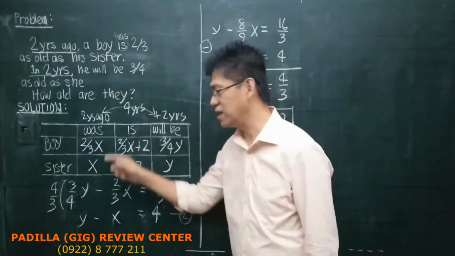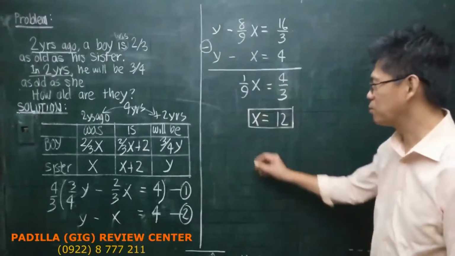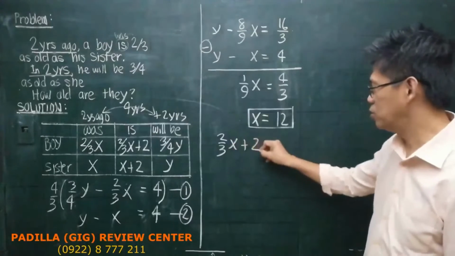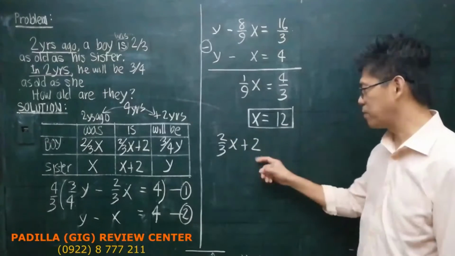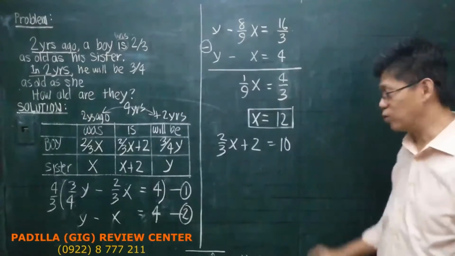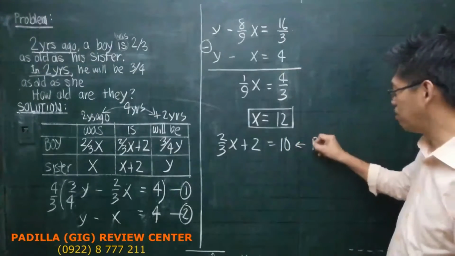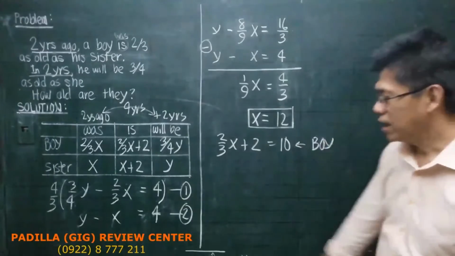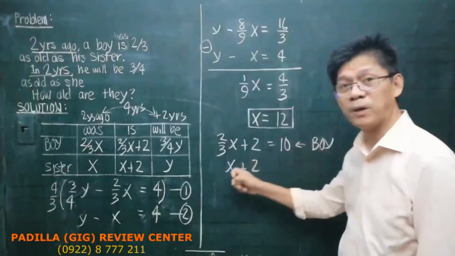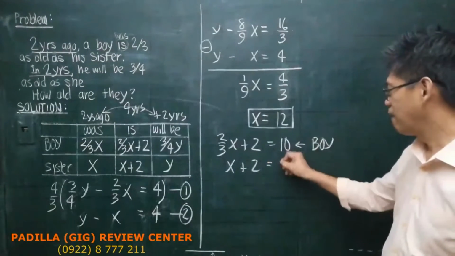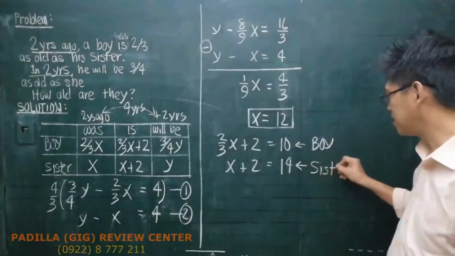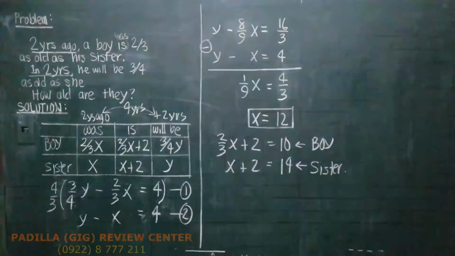So, the boy 2 years ago was 2/3 of x. At present, he is 2/3 of x plus 2. 2/3 of 12 is 8, plus 2, this is 10 years old. This is the age of the boy. And x plus 2 is 12 plus 2, this is 14. This is the age of the boy's sister.